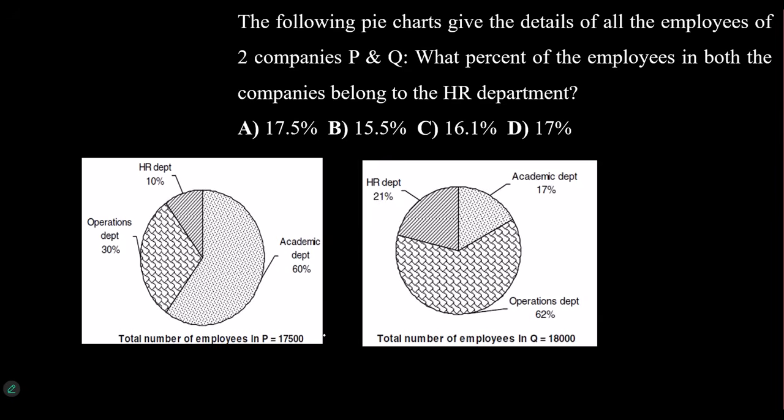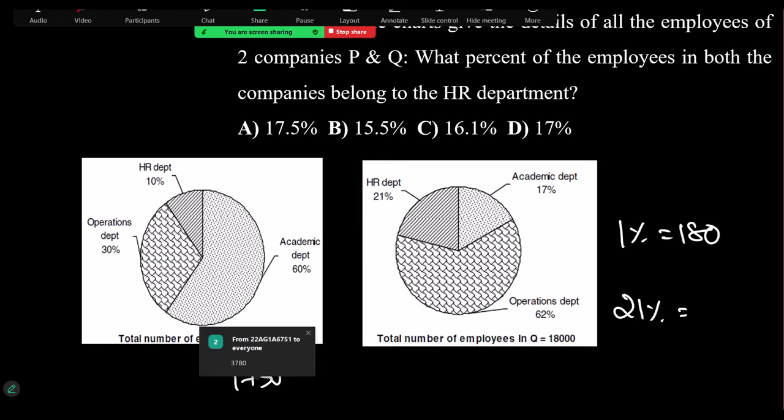So what percent is HR in this one? 10% of this means 1750. Here 21%, so 1% is 180. 21% means 21 into 180. 20% means we get 3600, plus 180 means 3780. 20% is obviously 3600. 1% extra means 180 extra. 1% is 180, obviously, and 20% of that will be 3,600.